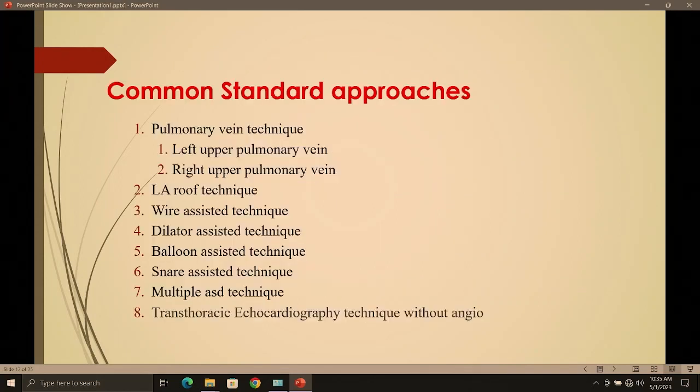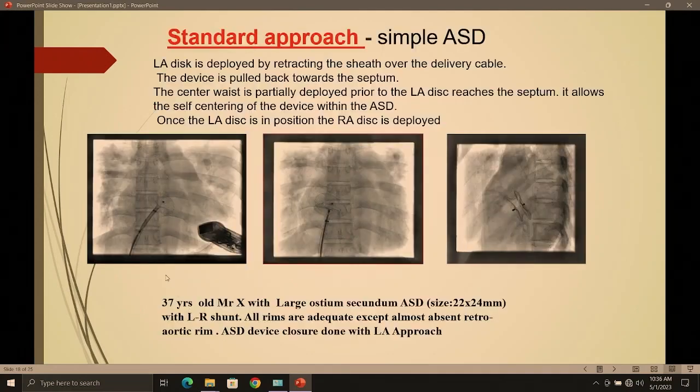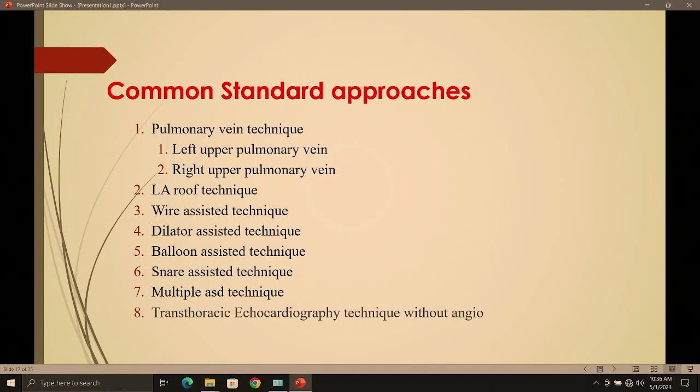So what are the common approaches for the interatrial septal defect closure? That is the pulmonary venous technique, left upper pulmonary vein or right upper pulmonary vein, or the LA roof technique, or wire-assisted, dilator-assisted or balloon-assisted technique, or snare technique. If there are multiple ASDs, there is a multiple ASD technique also. The smaller one should be closed first, and there are some other techniques also in some centers, like the transthoracic echocardiography technique, also without angiography.